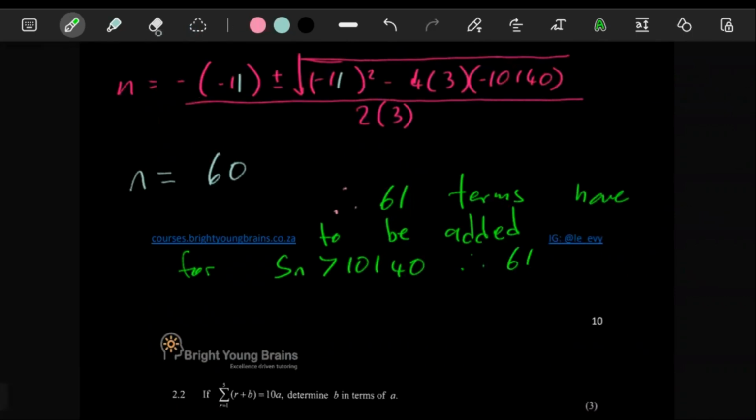Just this should be fine. Let's not overcomplicate it. You can even try to adjust this and show that whatever n value you get, it needs to be bigger than 60. So let us move on.